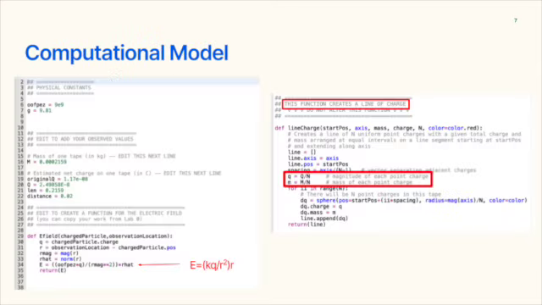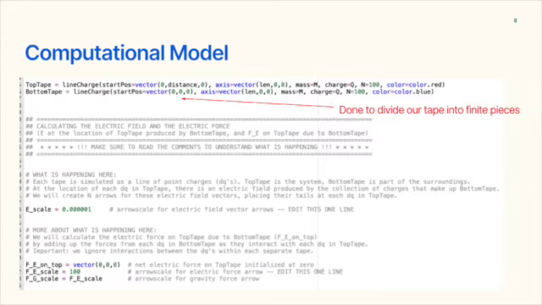Here is shown my computational model, which contains some of the values I had obtained. Some of these values include the charge on the piece of tape, which is given as the equal magnitude of the electric force and gravitational force. The next part is a function which helps compute the electric field, and after that is a function that creates a line of charges for our computational model. This top code helps us divide our tape into finite pieces to calculate a point charge for each of those pieces. And then we have scale factors for our electric field, electric force, and gravitational force.